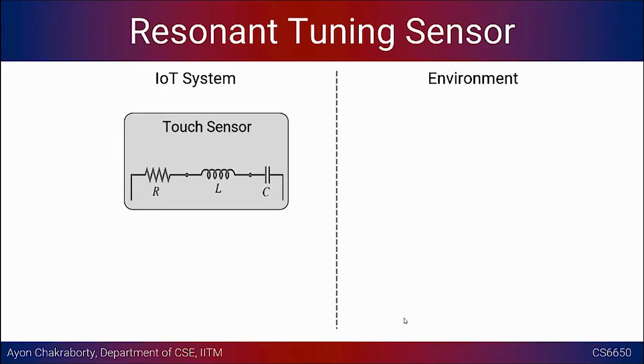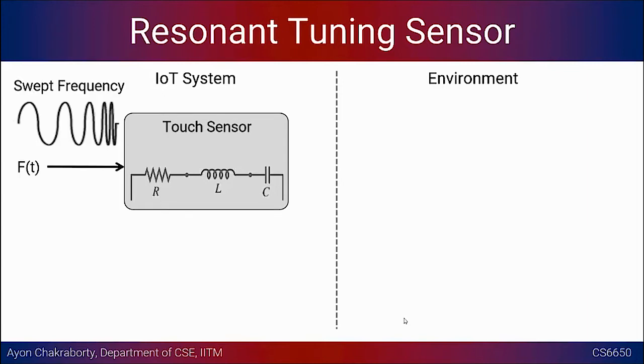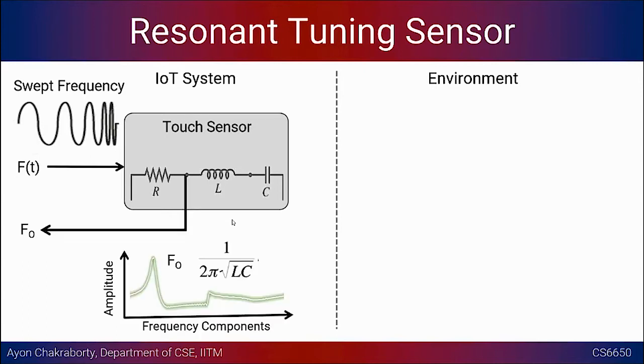Okay, and all of you know that if you try to excite this system using different frequencies, not one frequency but different sets of frequencies, then given the characteristics of the sensor, the values of R, L and C, you are going to see some kind of a resonant frequency, where you will have all these different frequency components.